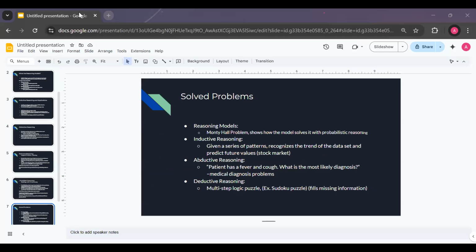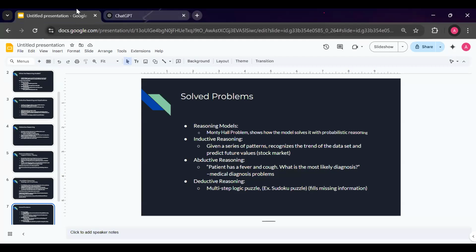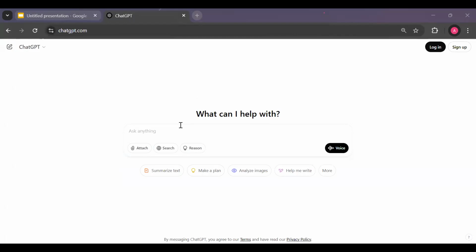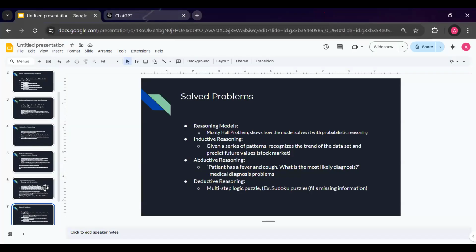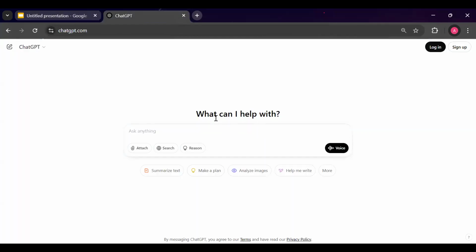All right, let's see. Let's go to ChatGPT. ChatGPT is, you could say, an example of a reasoning model due to all the things that it has stored in it. So let's say we solve problems with the reasoning models. Let's ask it, can you give me your thought process of how you can solve the Monty Hall problem?